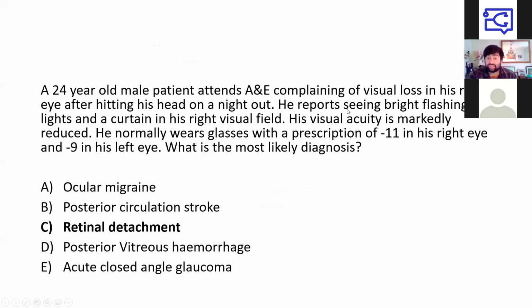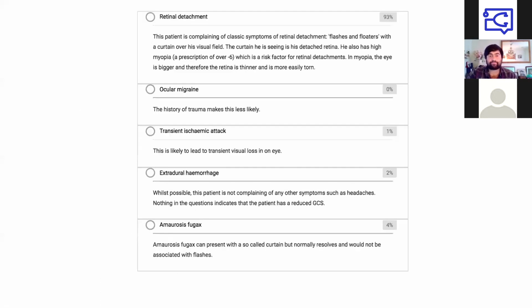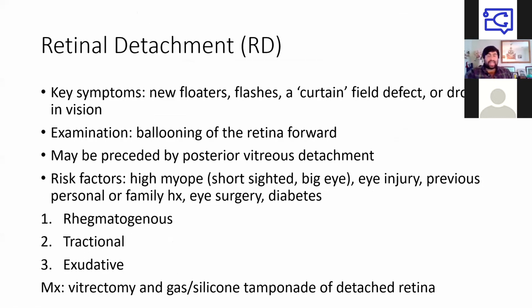They might have changes to the vision. When you examine, there might be a mention of blood in the vitreous. Angle closure glaucoma is not something that presents like this. We've already covered ACG. So a bit on retinal detachment.